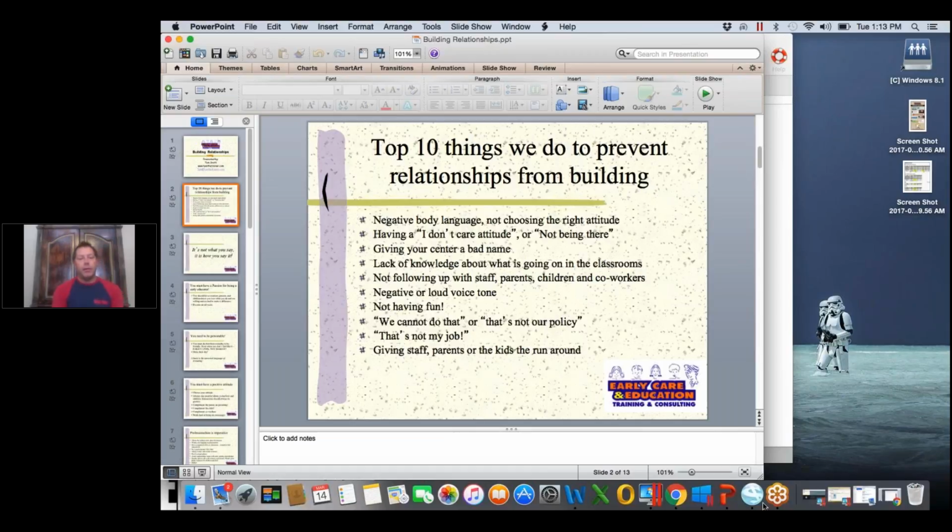The next one says not following up with staff, parents, children, and coworkers. Anytime you promise to get back with someone and then you don't do it, that prevents the relationship from forming. The thing that we want to talk about with the children is that we make promises to children all the time, and they deserve that follow-up just like any adult. So when a child asks you, hey teacher, are we going to be able to go outside today? Well, I'm not quite sure what the weather's going to be like at outdoor time. Let me get back with you. That child deserves the follow-up just like everybody else, and they don't forget about it, okay?